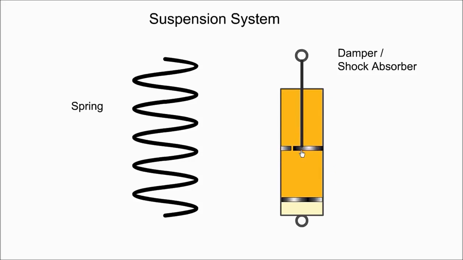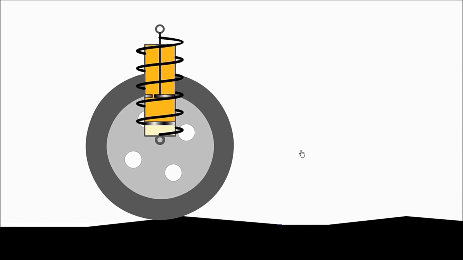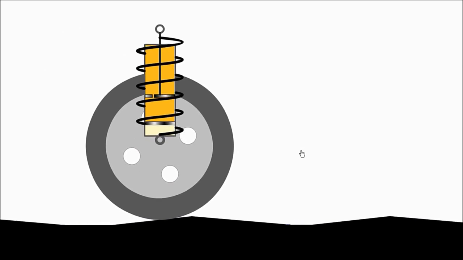The damper is filled with oil. When the car hits a bump, the oil is forced through a small orifice, thus slowing down and damping the movement of the piston. The suspension consists of springs, linkages and dampers and connects the car with the road surface through the wheels and tyres.